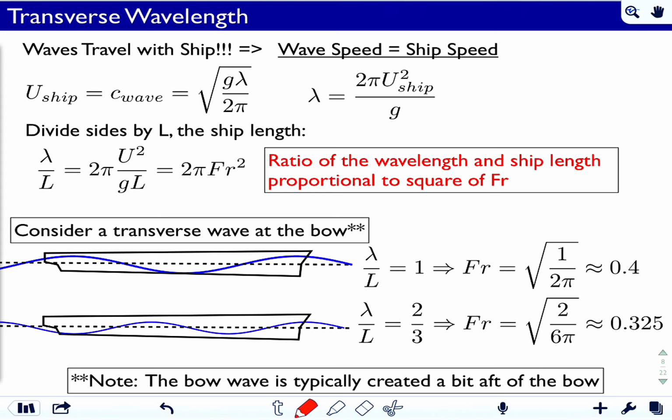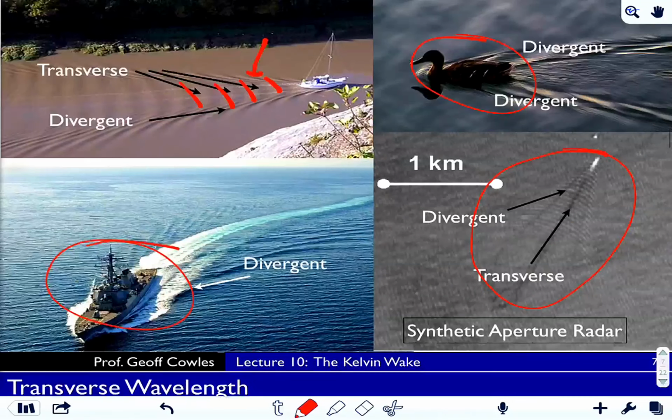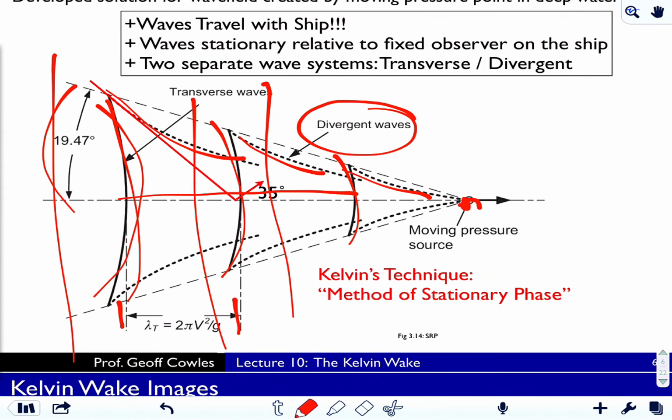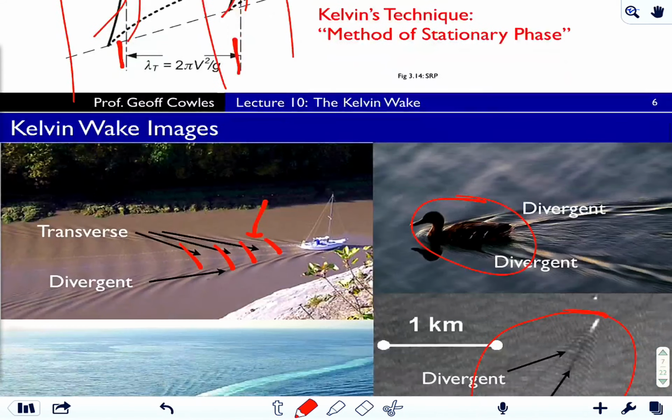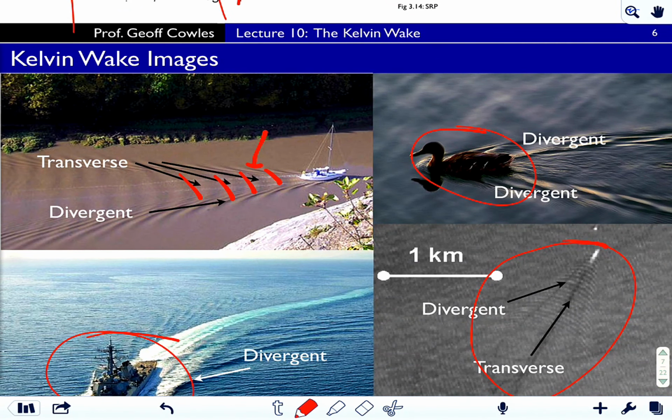If you stand on a ship and you look out and you keep your eye on one part of the wake, it appears to be traveling with you, because it is traveling with you. So the wave speed is the same as the ship speed. And we're going to focus on the transverse wavelength. So again, the transverse waves are these waves here, and if you want to look at them in here, I think they're most evident in the red lines I put behind the sailboat. The other ones are a little more difficult to see, although you can clearly see them in the SAR photograph too.